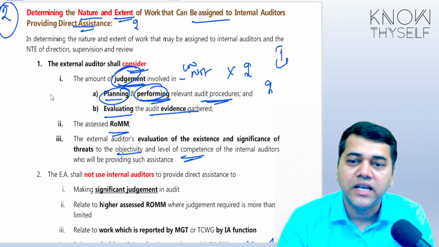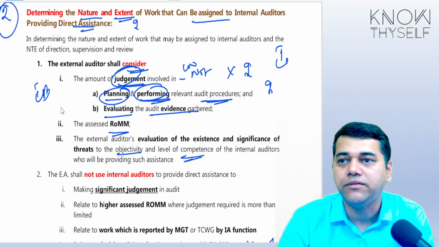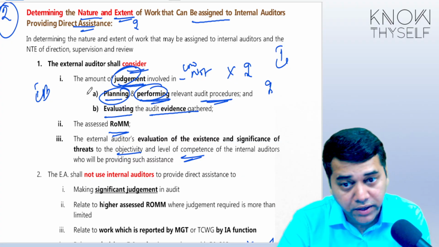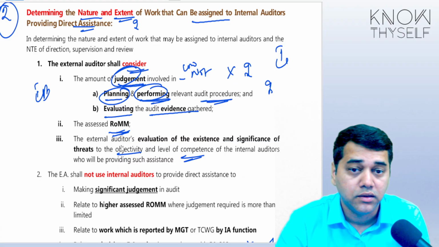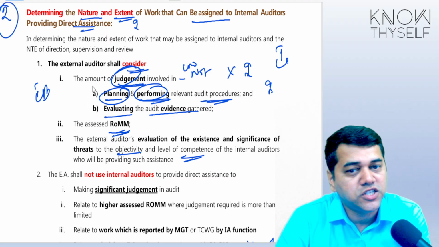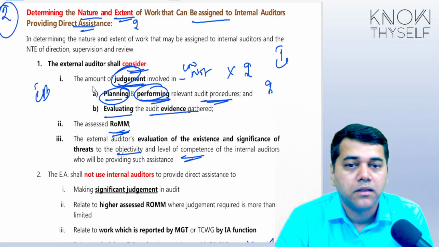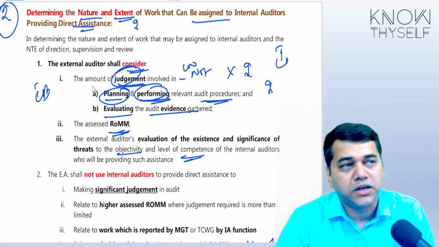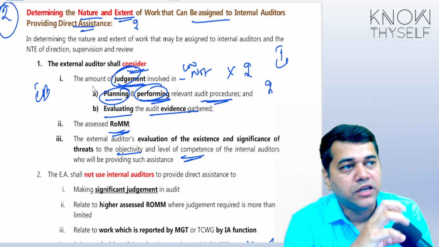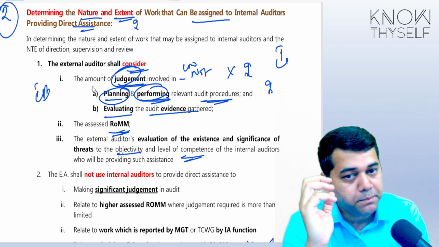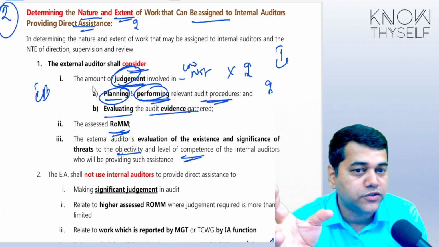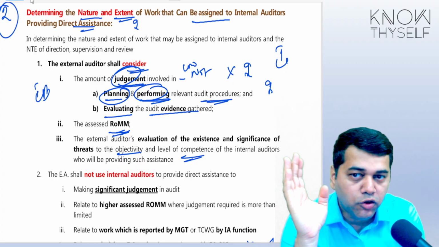Then what about inventory observation, counting of the inventory? Can you give it? Yes, we can give it, provided there is no ROMM. Why? Because the amount of judgment involved is very limited. But if your inventory is so complex that planning and performing includes a lot of judgment, you should not use them. I hope it's very clear, students.